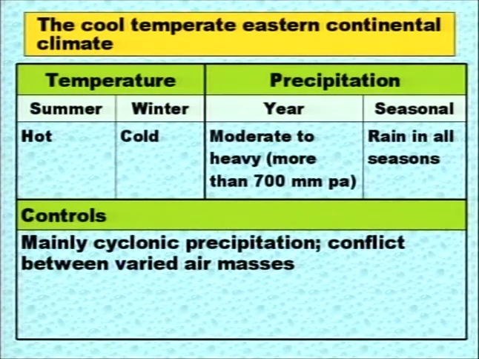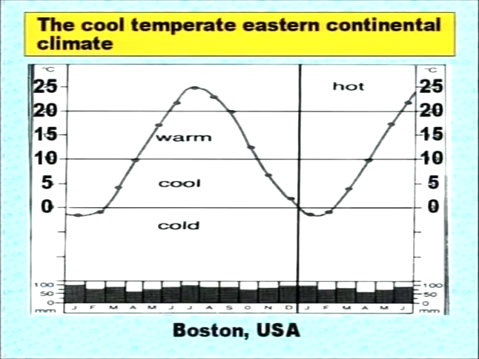Are we finished? Okay, good. Okay, to summarize and to sum up what we have looked at, let's look at the climograph for the cool temperate eastern continental type climates.